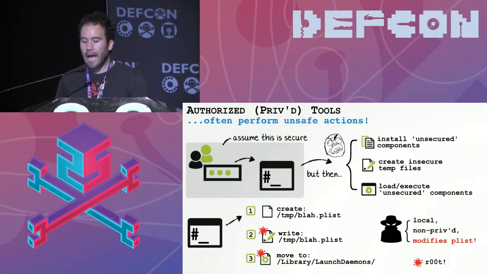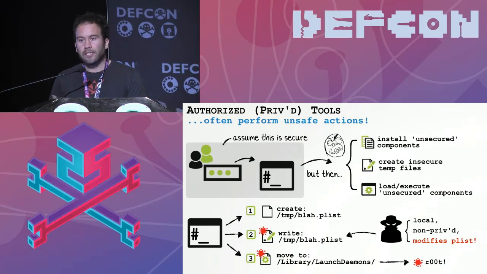Another issue is that legit applications, imagine they have authenticated securely, and we'll talk about how to do this in a minute, often then do authorized actions that are insecure. So for example, they can persist non-validated components, they can create insecure temporary files, they can even load and execute other non-validated components. So imagine, for example, there's an installer that's now running as root, it's been authenticated securely and correctly, but then it creates, in the temporary directory, a property list or plist file.